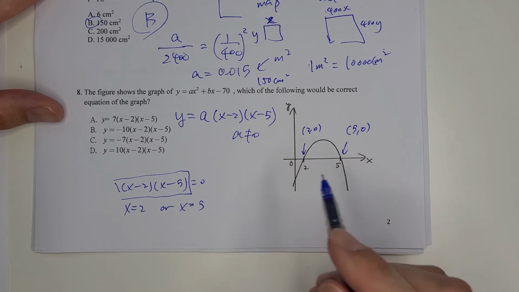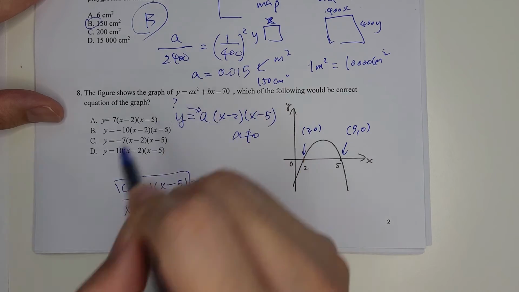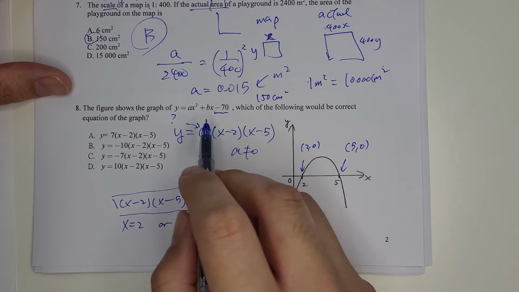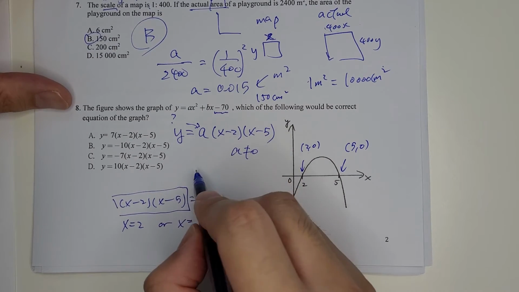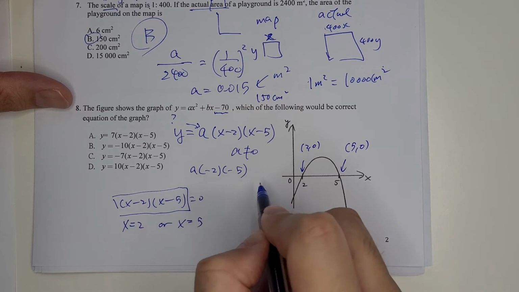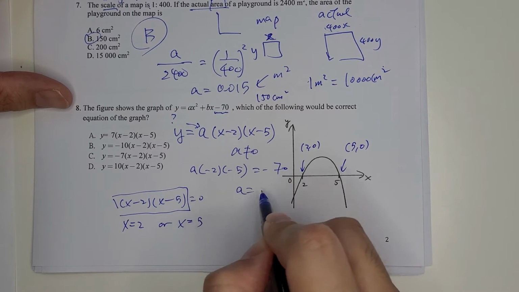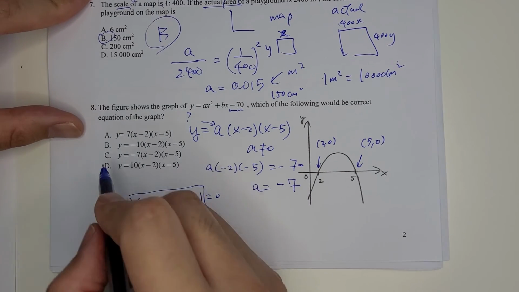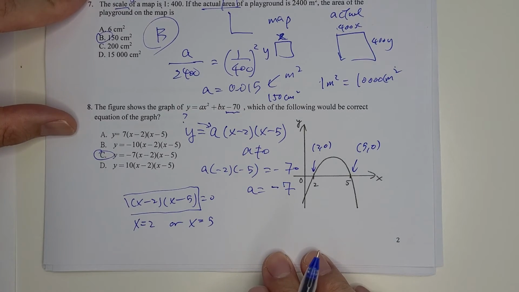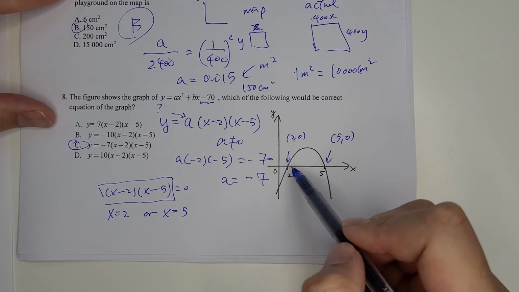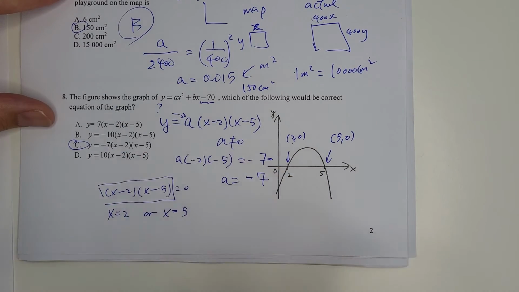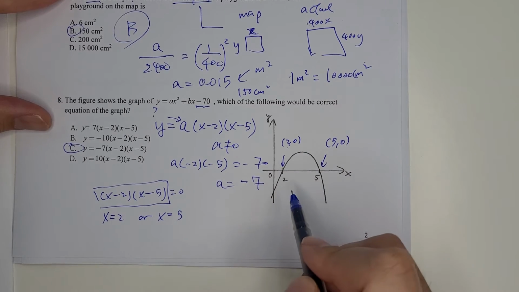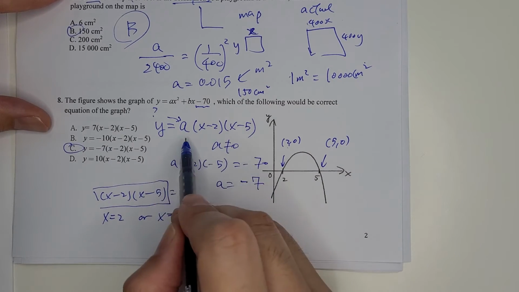So the next step is we need to determine a. So check the constant term here. How do we get this negative 70? That is a times negative 2 times negative 5. So you can solve this equation to get a equals negative 7. And hence, C will be your answer. It's much faster than substituting these 2 points in the equation to solve this. So remember, next time if the question gives you 2 x-intercepts of the quadratic function, you can directly write down the equation in this way.